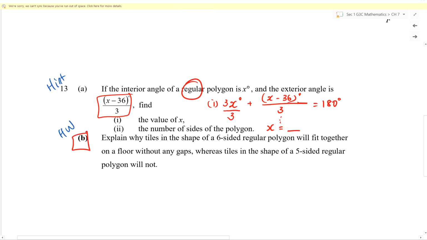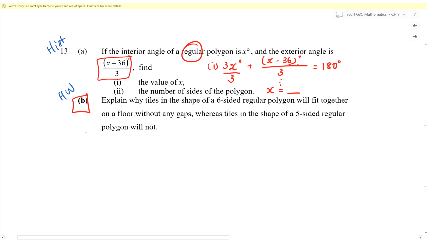Part B. This is for you to think about and to scratch your head. Tomorrow we will discuss this. Okay? Kind of like an IQ question, kind of. You see what you can discover from this question. But don't stress over it. We'll go through it tomorrow.